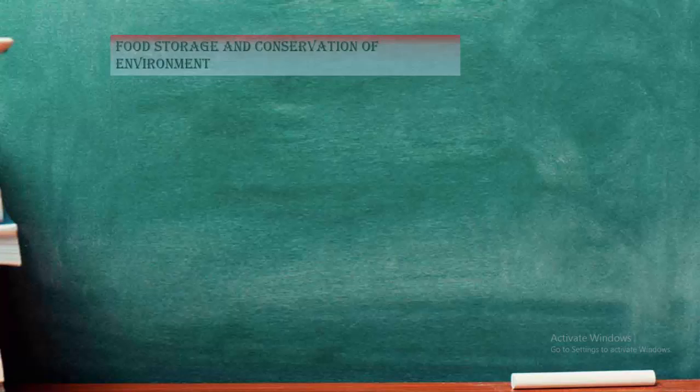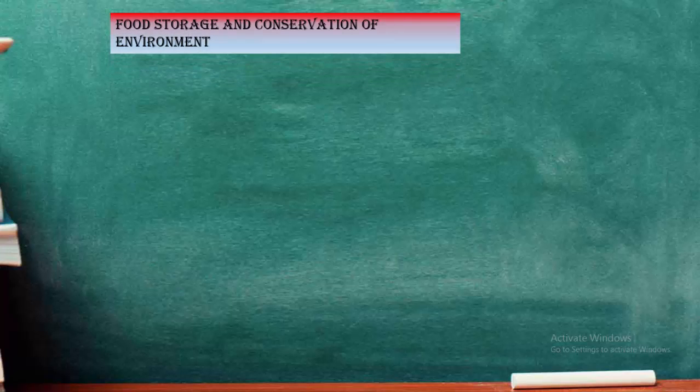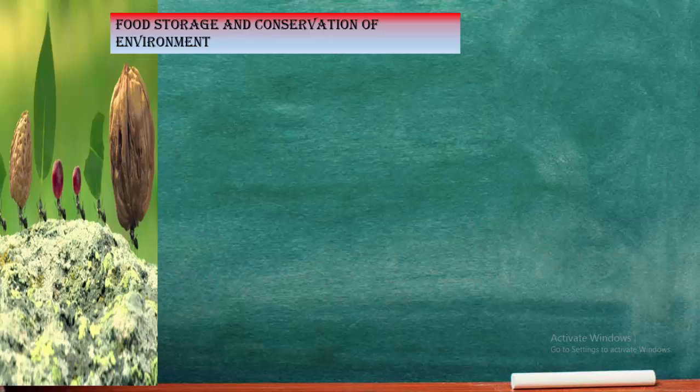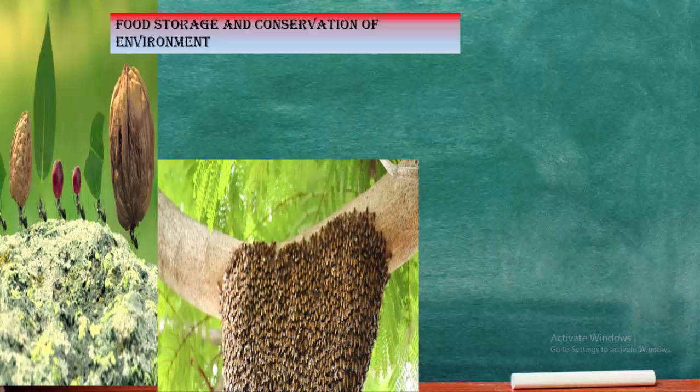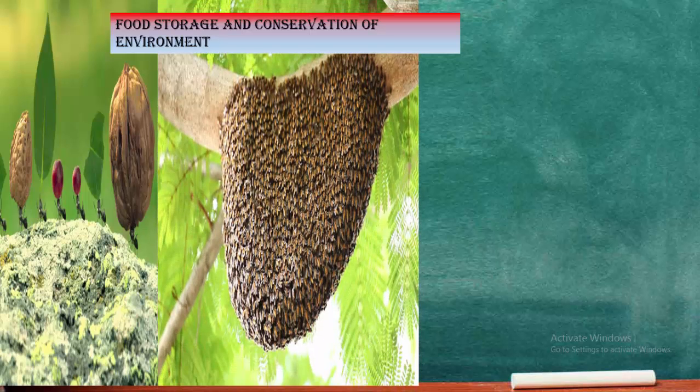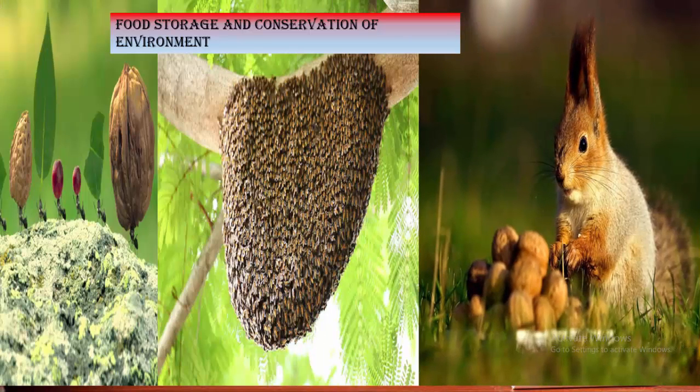The next is food storage and conservation of environment. Like humans, other living things also store food. Each of them has a different way of doing it. Insects like ants store food. Bees collect nectar from flowers and store it in a honeycomb in the form of honey. Squirrels store seeds. Because these animals store food, it is available to them when they need it.